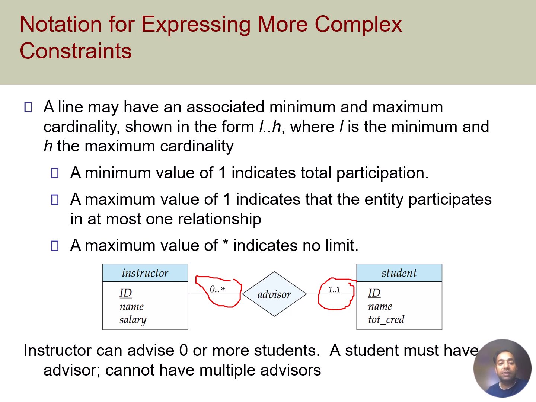This allows us to capture rules like a student must have exactly one advisor or an instructor can advise many students or none at all. This level of precision is crucial in enforcing business rules in your schema. It's also helpful when working with object-oriented models or UML diagrams. Understanding this notation gives you more control over your data model. Now let's look at special entities, weak entity sets.